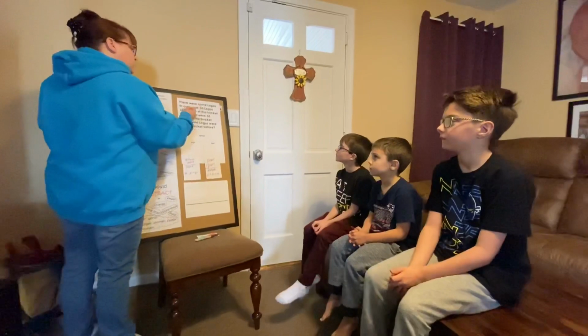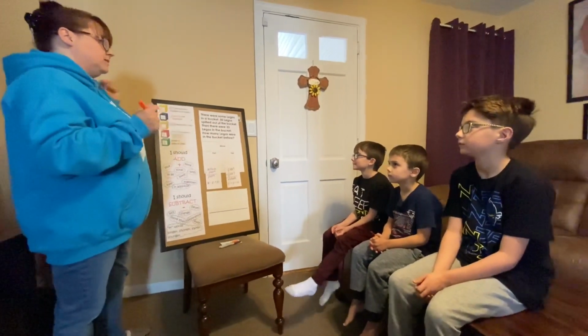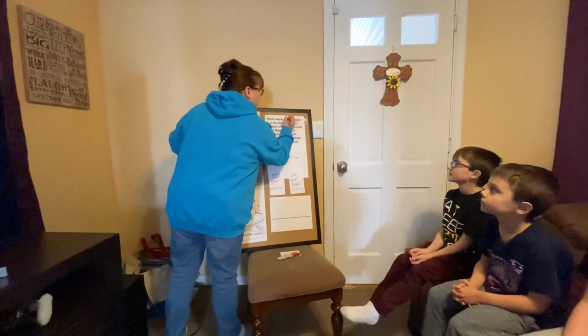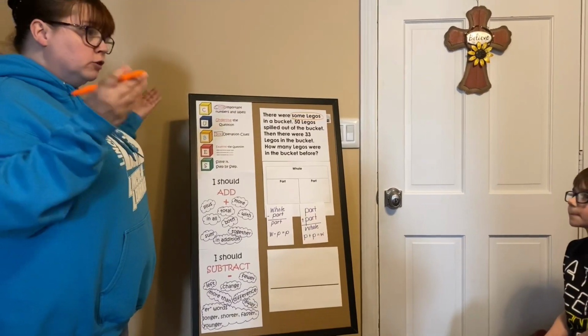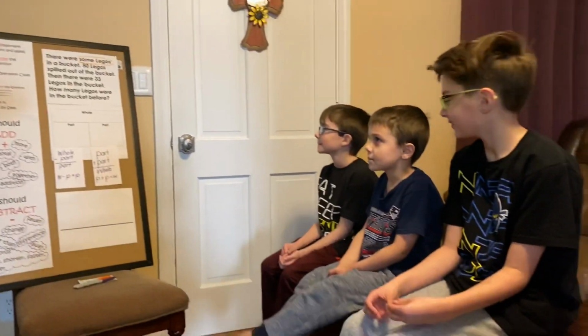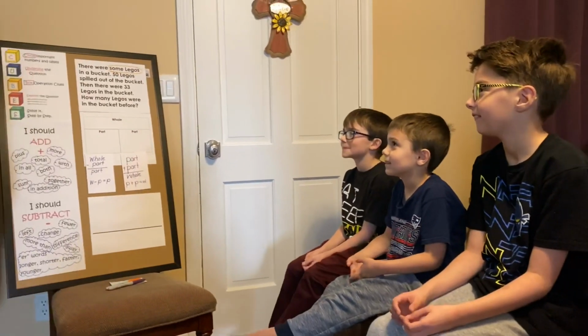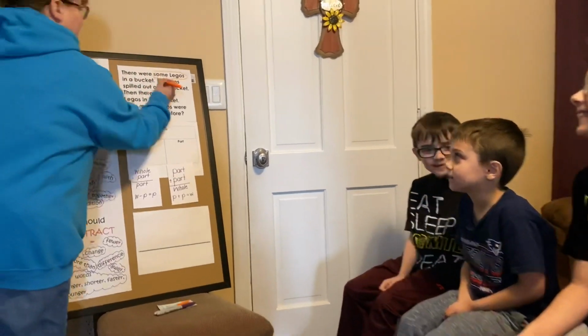There were some Legos in a bucket. Aaron, are there any important numbers in that sentence? Some Legos. So we're going to circle some Legos. Okay? 50 Legos spilled out of the bucket. Lucas, what number is in that sentence? Jonathan, you want to help him out? 50 Legos. Very good.